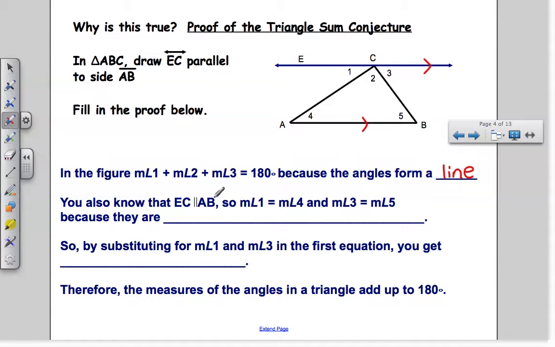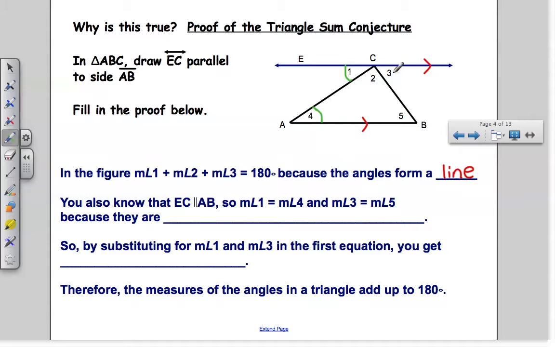Also, I knew that EC was parallel to AB. I drew it that way. So this must mean that measure of angle 1 equals measure of angle 4. Take a look at where those angles are. Why is measure of angle 1 equal to measure of angle 4? Because these lines are parallel. You notice this Z shape that we form with those angles. This is what we talked about all last chapter. We have a special angle pair off of parallel lines. Parallel lines always give us information about angles. In this case, these are alternate interior angles: opposite sides of the transversal, and between our parallel lines.